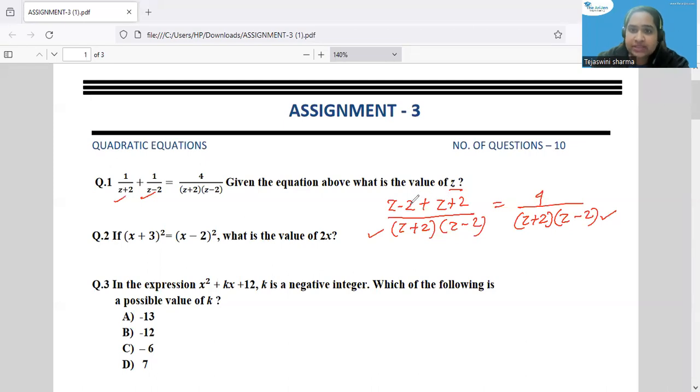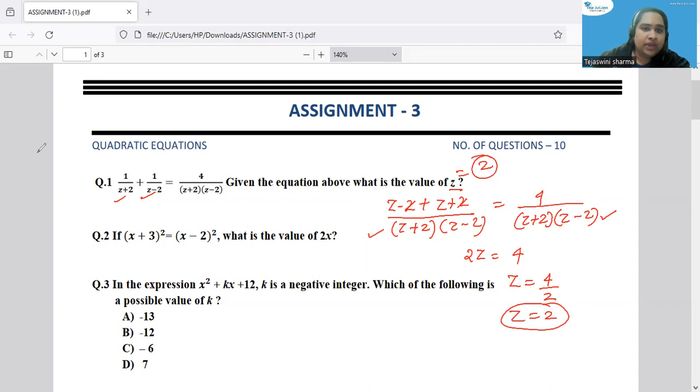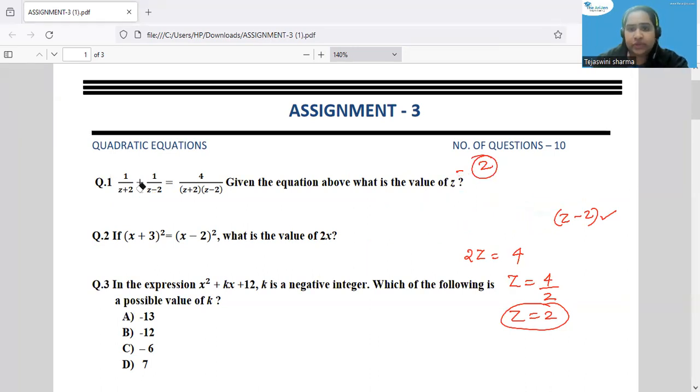On simplifying it, you can see that 2z is equal to 4. And from here, the value of z is 4 divided by 2, which is 2. So the value of z is 2 here. The answer is 2, which is correct. Okay, so now let us move to the next question, which is question number 2.